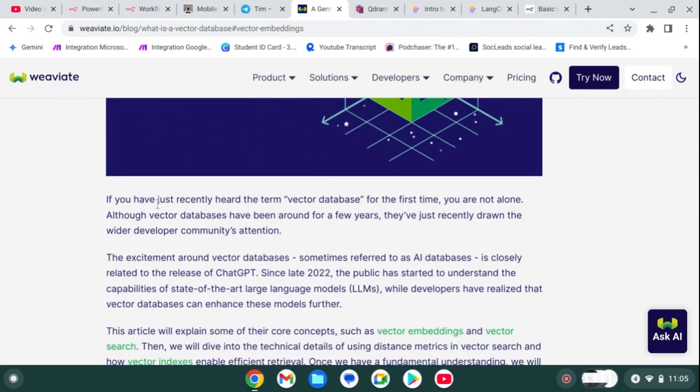If you have just recently heard the term vector database for the first time, you are not alone. Although vector databases have been around for a few years, they have recently drawn the wider developer community's attention. They were created two to three years ago, and there are many people who are hearing about this for the first time.